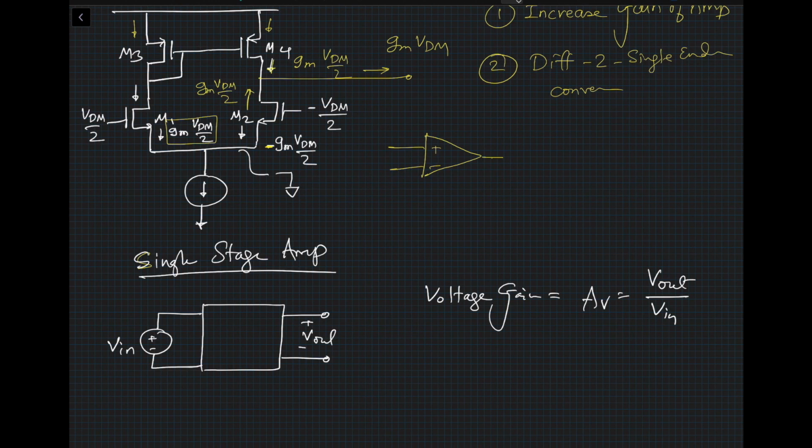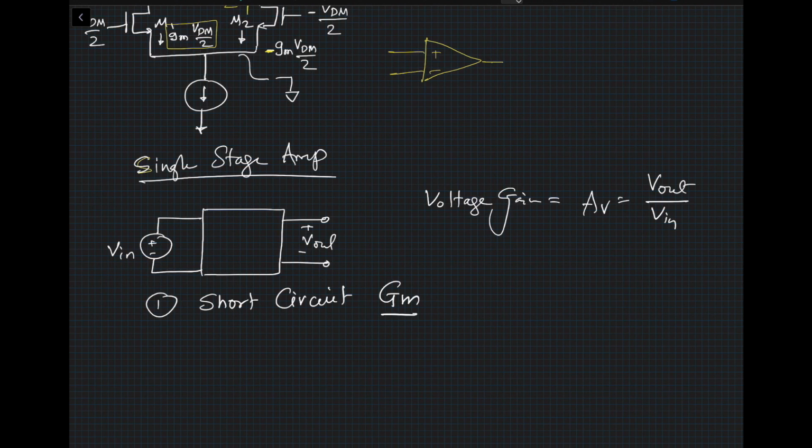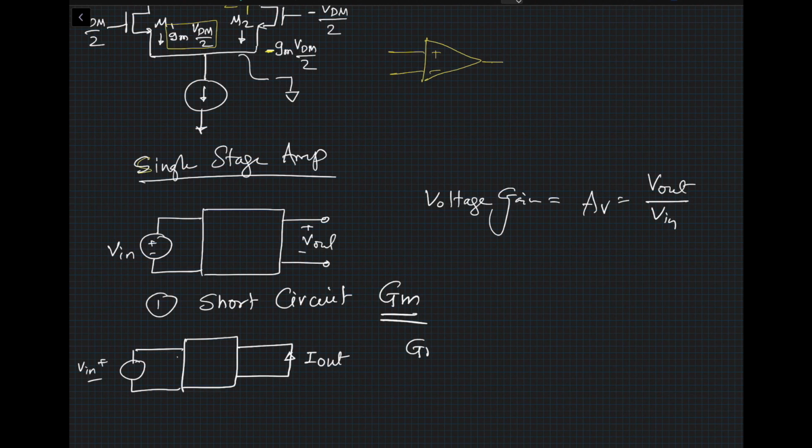So the first thing you do is figure out something called the short circuit GM, and intentionally I'm saying it capital GM. You take your amplifier and apply the input voltage here, then you short the output and measure the I out. So this is your plus minus V in. GM is equal to I out divided by V in. This is called your short circuit GM.